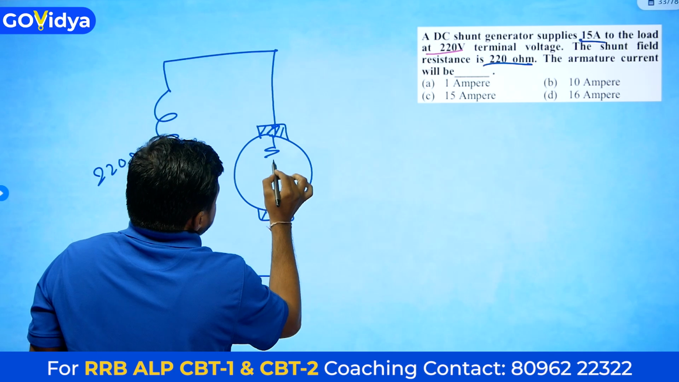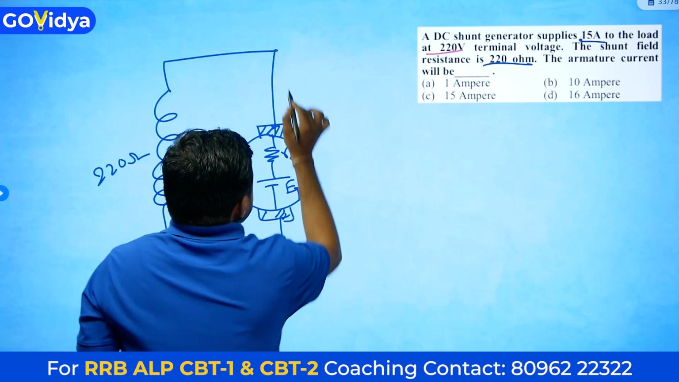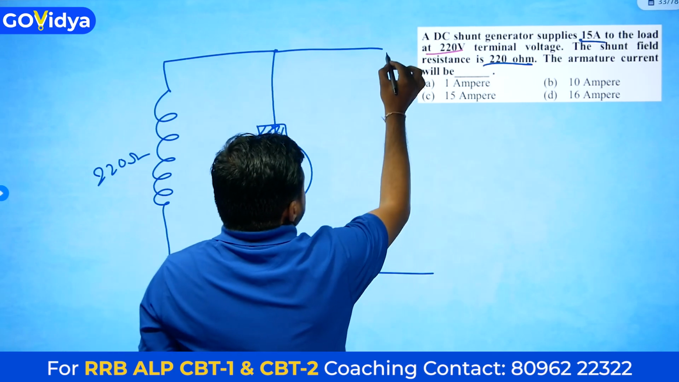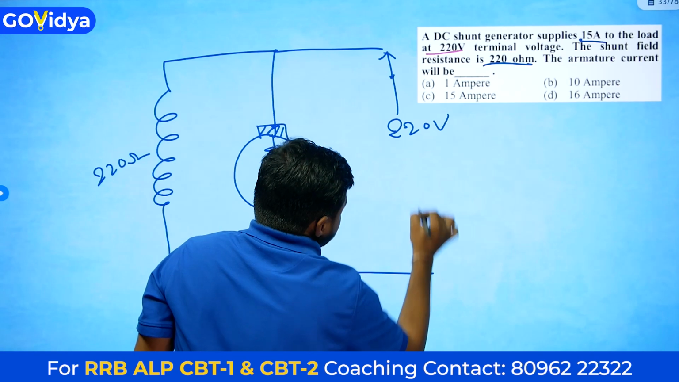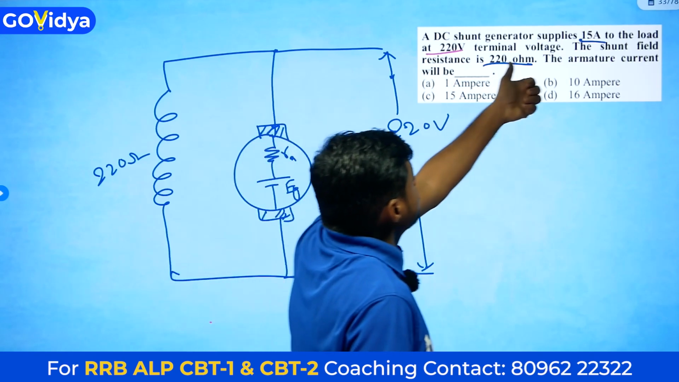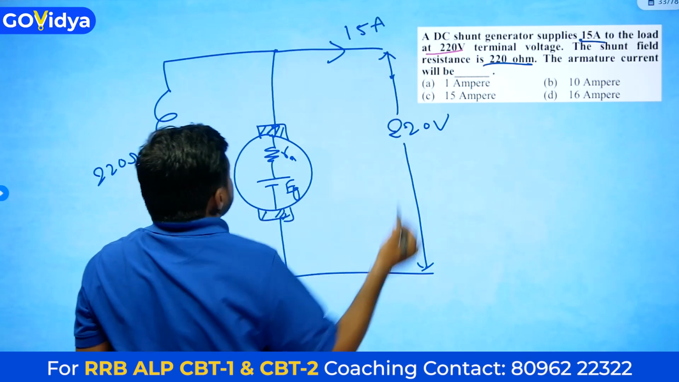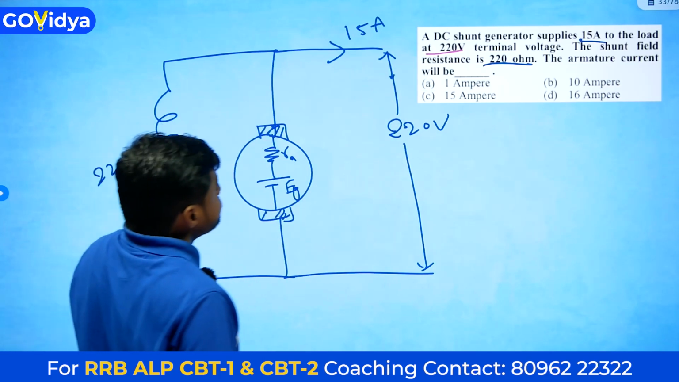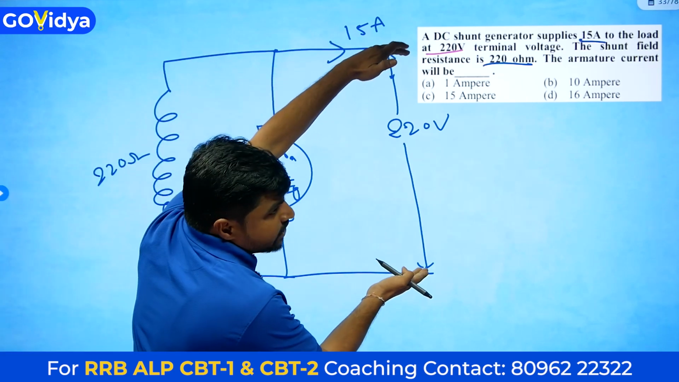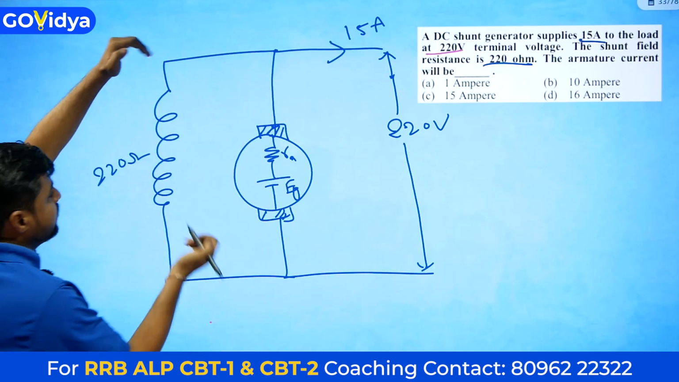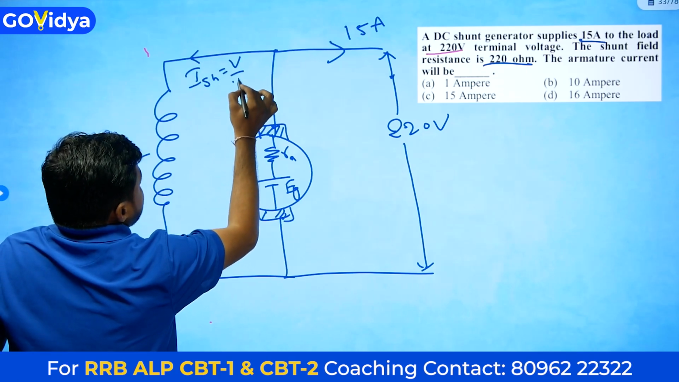This is the armature having resistance of RA and EMF EG. Terminal voltage is given, terminal voltage is 220 volts. Now the current supplied to the load is 15 amperes. Next, the current through the field winding. Here the terminal voltage of 220 volts is applied across the field winding. Here we will get ISH is equal to V by RSH.